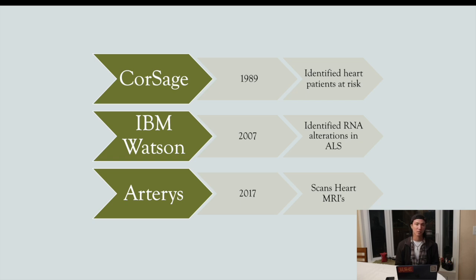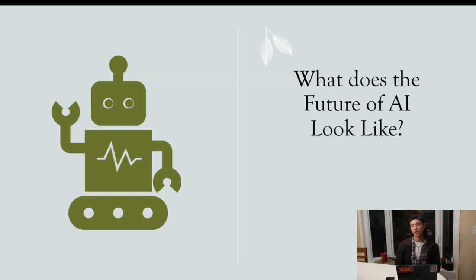So by making the Watson, it was really easy to identify the actual RNA issues with these patients. And then a more recent one is in 2017, there's a machine called Arterys. And this one just scanned heart MRIs, but what made it really helpful was that it was so quick to do so. It was able to scan and analyze heart MRIs in a matter of seconds, and it made hospitals extremely seamless and really time effective. It was so accurate, in fact, that the FDA even approved it for use across the hospital. So it was super helpful. And so that brings us to, what does the future of AI look like?